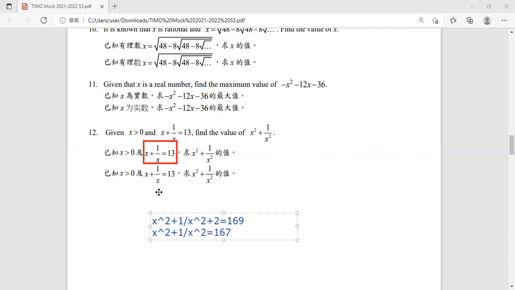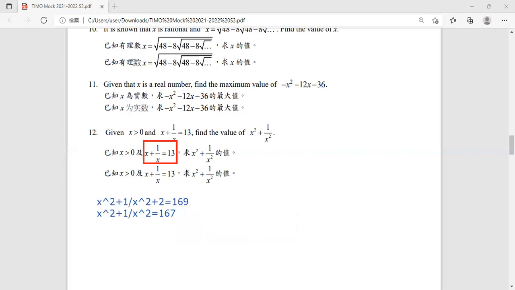Actually, the method is the same. You just square it. If I change this one to x cubed plus 1 over x cubed, that will be better for more secondary students. But how about if I give this question to you? How can you do it? Just try it. You can take some time to try it.